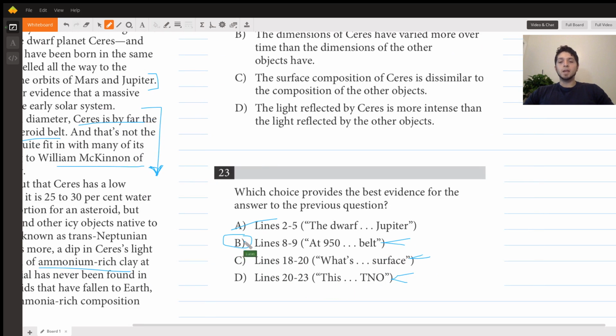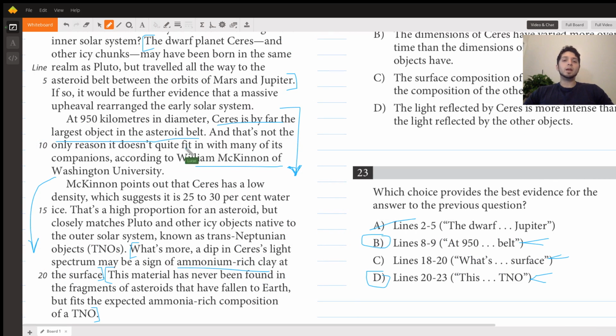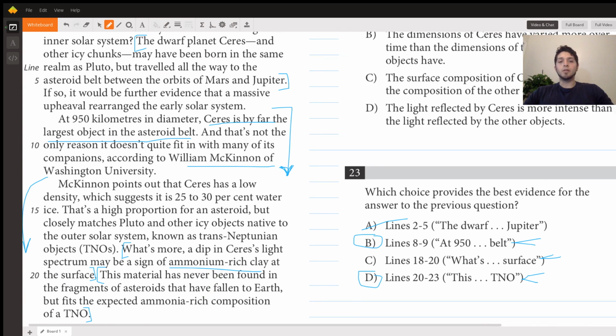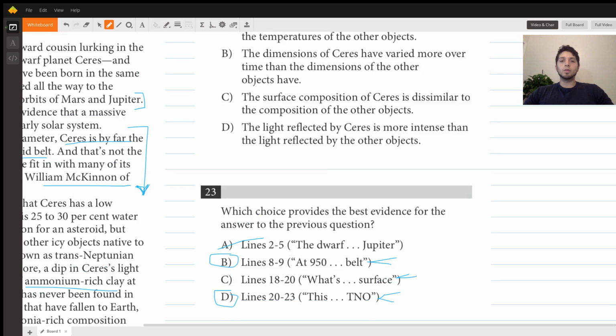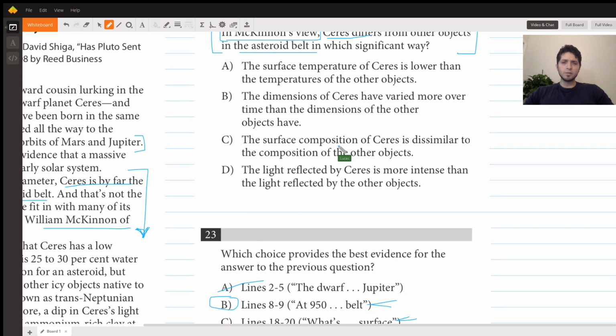I think we have B and then we have D, right, including maybe C, but basically B and D are our choices now. If you remember, B only says that Ceres is the largest object in the asteroid belt, whereas D basically says it has this ammonium-rich clay on the surface, which is something that's never been found in other asteroids. So either one of those could be our answer. Let's see if we can find something that will match that.